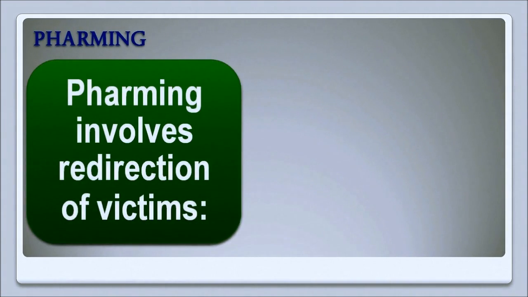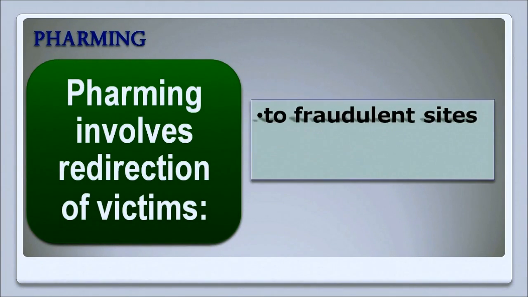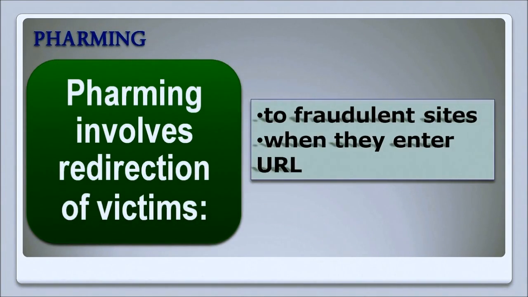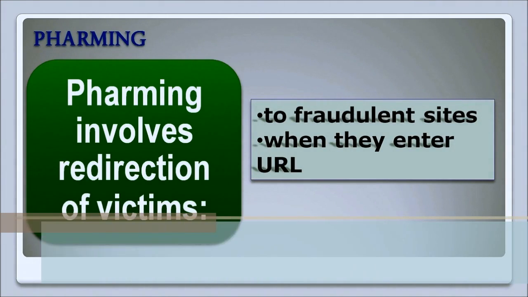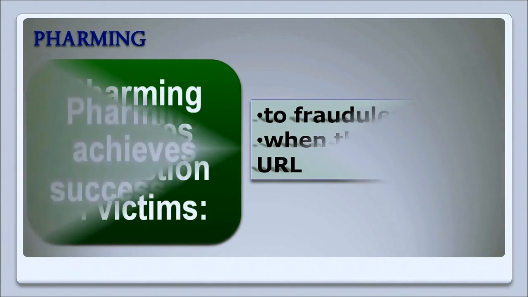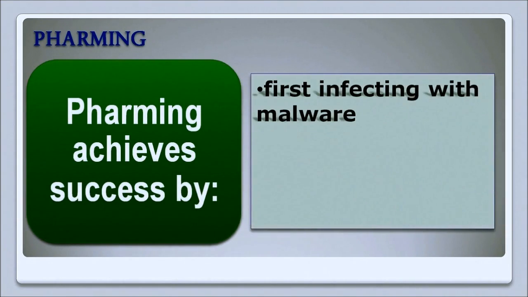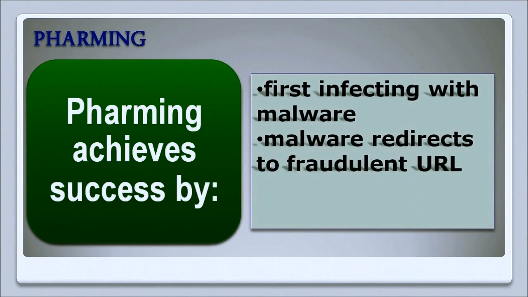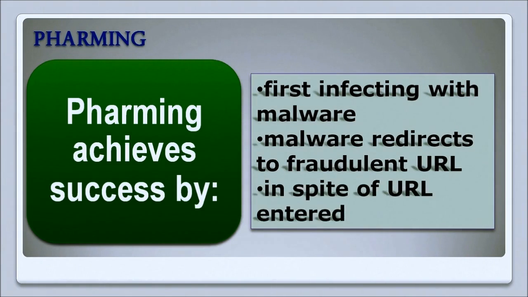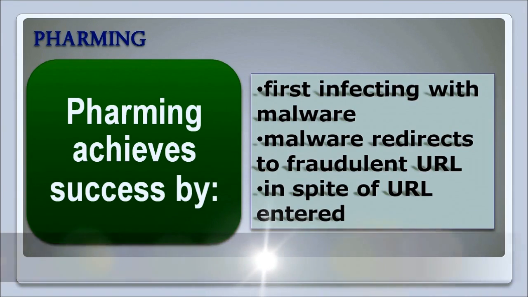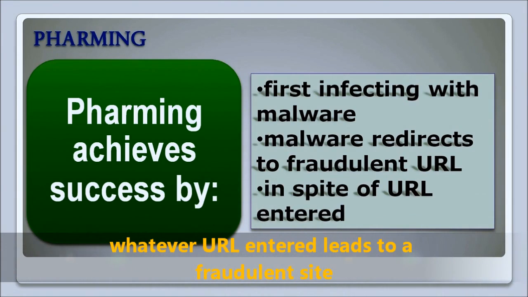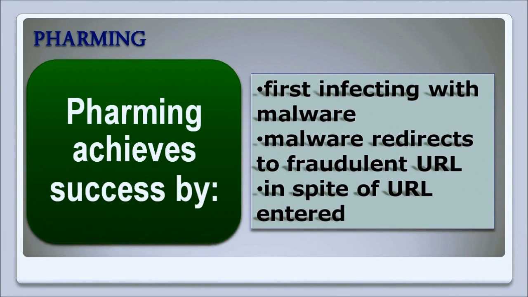Farming involves redirection of victims to fraudulent sites when they enter a URL, and that is whether or not the URL they entered was correct. Farming achieves success by first getting the victim's system infected with malware. This malware redirects to fraudulent URLs in spite of the URL entered. That is to say, no matter what URL you enter, even if it is the correct URL, you'll be redirected to a fraudulent site, which can be used to compromise you.